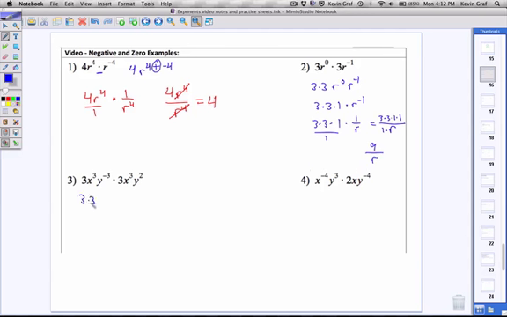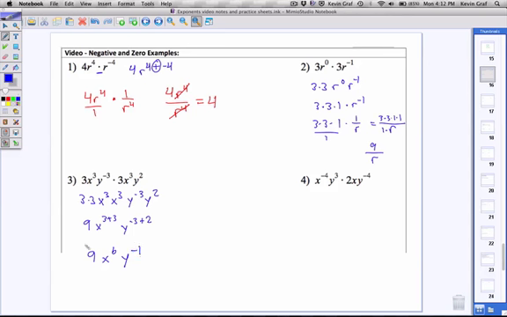Next, I'm going to regroup this. So I'm going to put the 3's together and the x's together and the y's together. 3 times 3 is 9. X to the 3 plus 3. And then y to the negative 3 plus 2. So that's x to the 6th. And this is y to the negative 1.